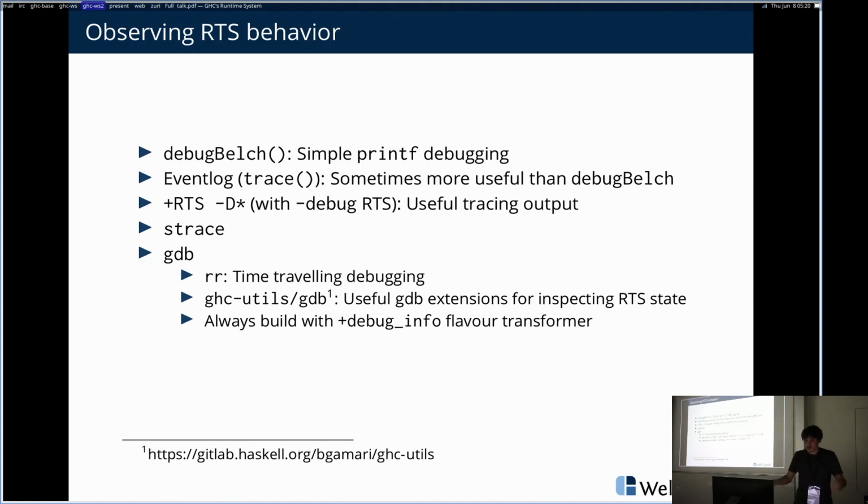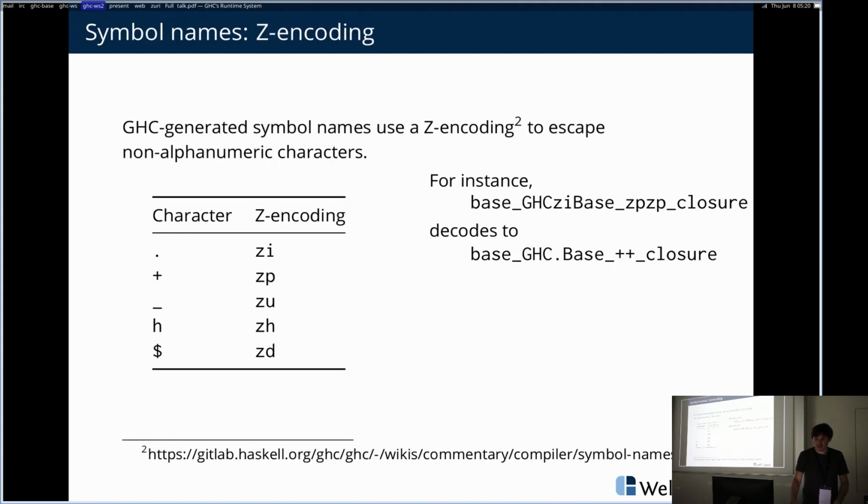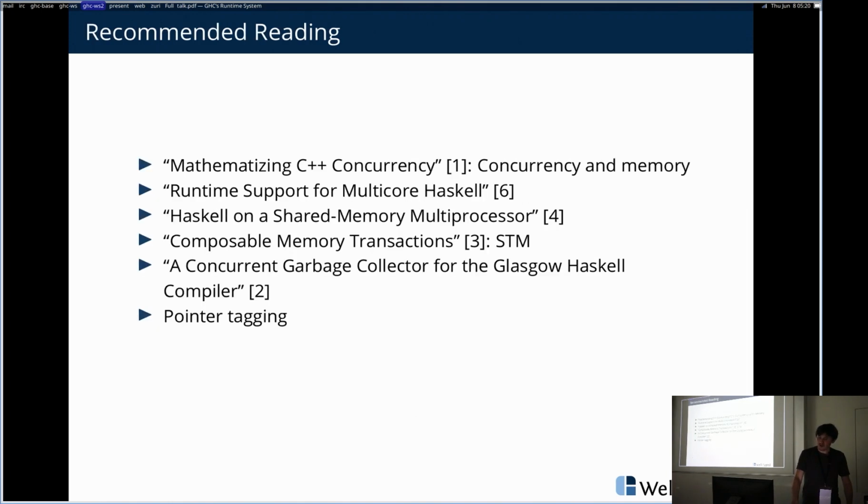strace can be obviously useful. And GDB, I'd point out, is very useful in conjunction with rr, which is a time-traveling debugger, which you, if you work on this sort of thing, should absolutely know about. And you should use the +debug_info flavour transformer whenever working on this sort of thing. It makes the debugger output significantly more useful. We have a symbol name convention. It can be very useful to know this to be able to understand the symbols that you see on the stack and in the heap. I will leave that for your own reading.